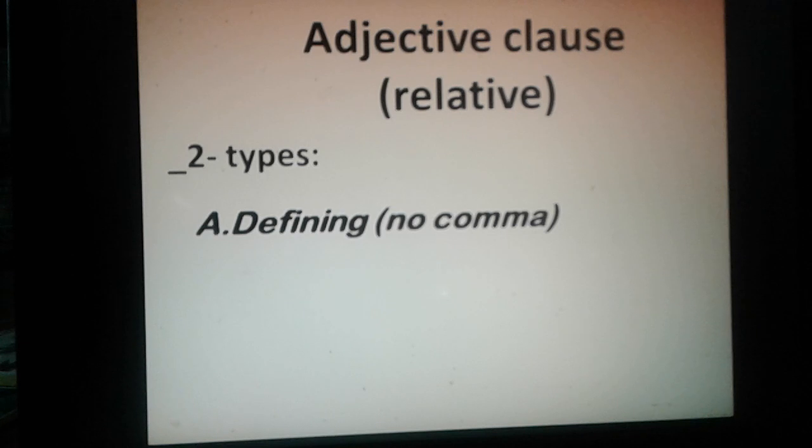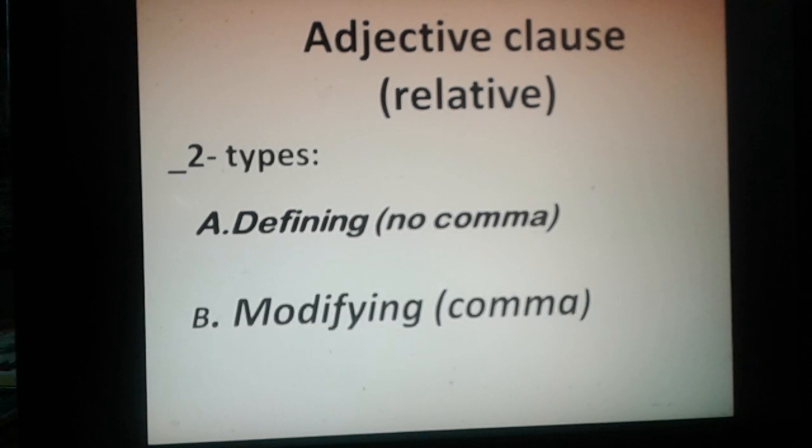the noun is unclear. But the second type, the modifying adjective clause, we use with a comma, because in this second type the adjective clause comes just to give us extra information about the noun. We can use it and we can take it out. I will explain that in the sentences to understand more.